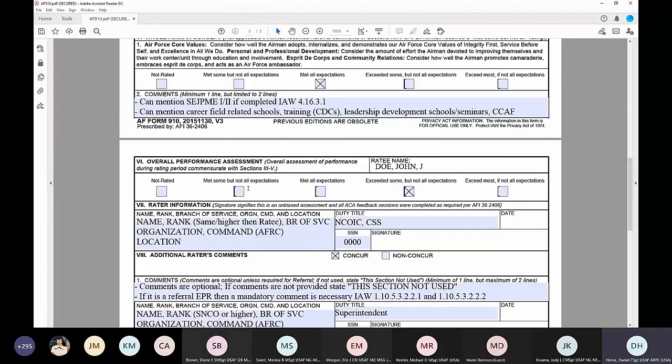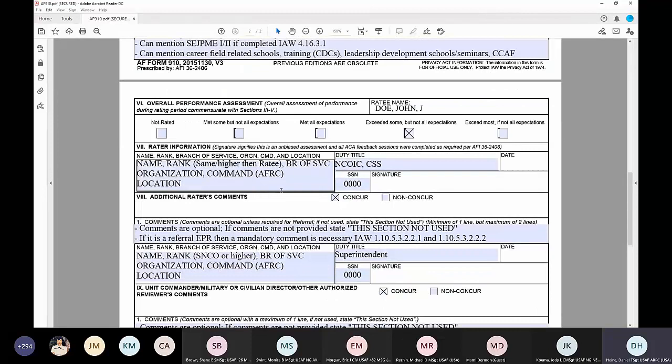Met some but not all expectations does not automatically make the report a referral anymore. So the only time a report is a referral is if there's a derogatory comment added, not just the rating of met some but not all expectations. Just keep that in mind. The member can receive met some but not all and not receive a referral as long as there's no derogatory comments on the report. The second that a derogatory comment is added is when the report becomes a referral report.